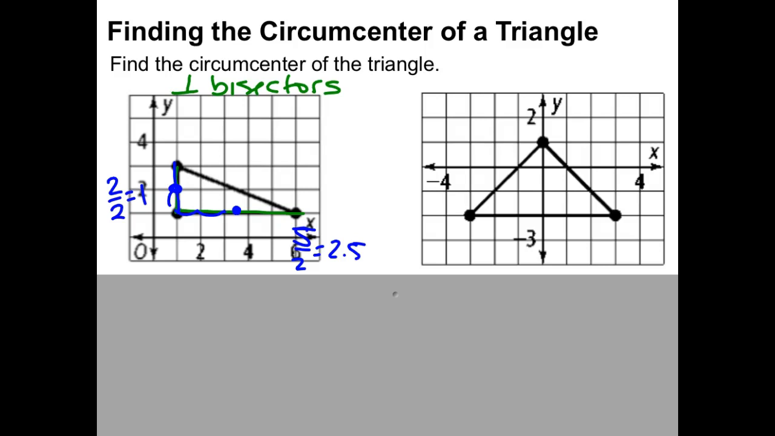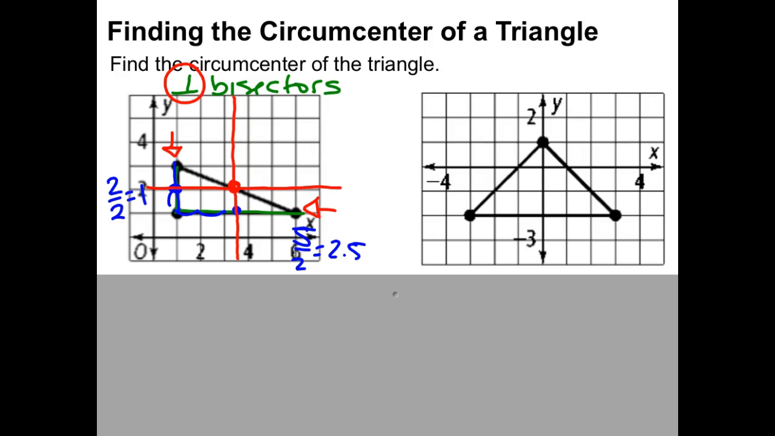Now I just have to focus on the perpendicular aspect. So remember, this is where these horizontal and vertical lines are your friends, because perpendicular to every horizontal line, like this one here, is a vertical line. So all I'm going to do is trace that vertical line through that midpoint. And perpendicular to every vertical line, like this one here, is a horizontal line. So I'm going to trace a horizontal line through that point. And where those two cross is my circumcenter.